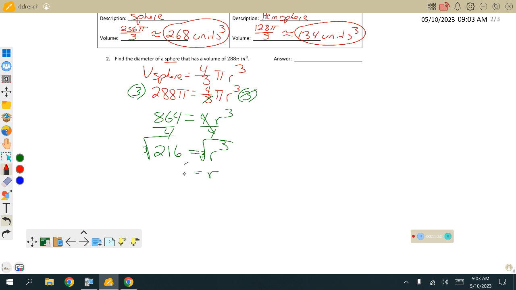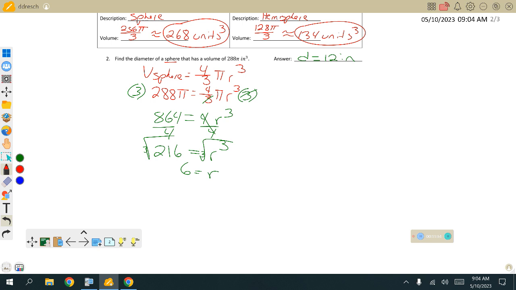And the radius was 6. So what's my final answer? Radius is 6. Diameter is 12 inches. Make sure you read carefully on the test. Does it want the radius, or does it want the diameter? Answer that next piece to it.